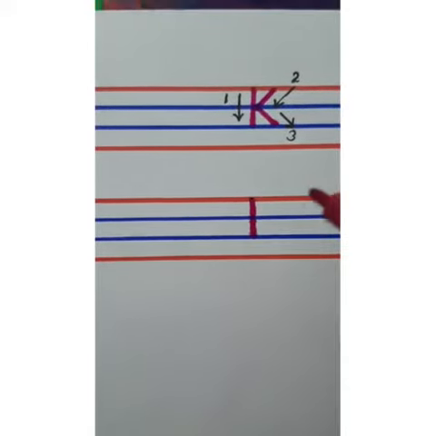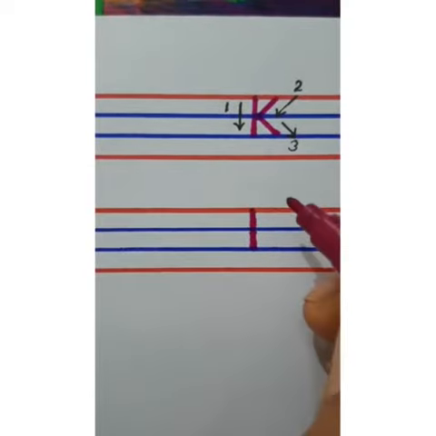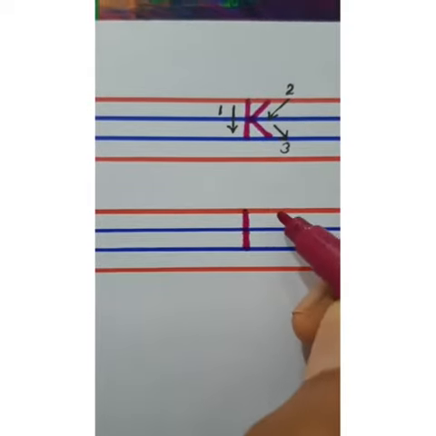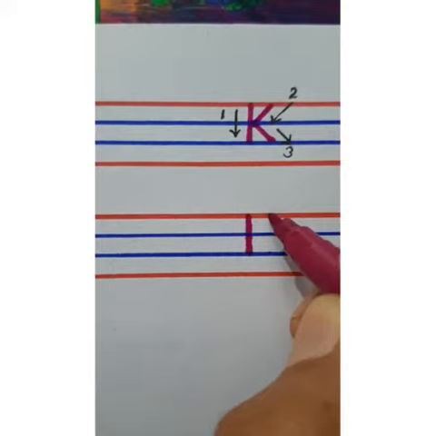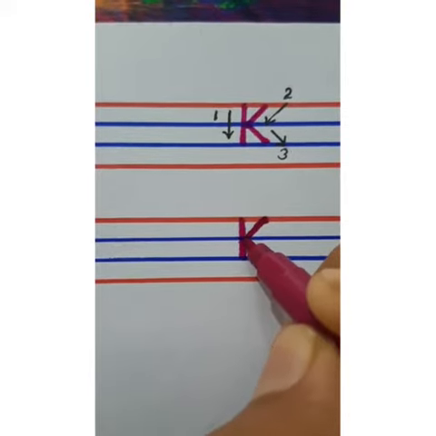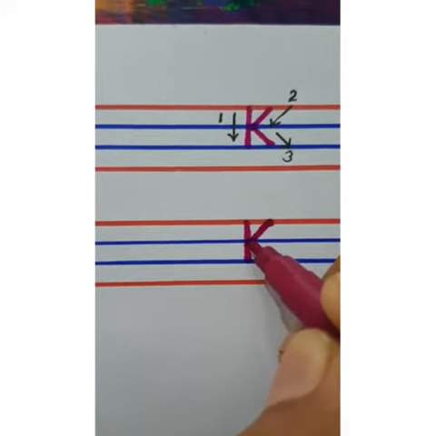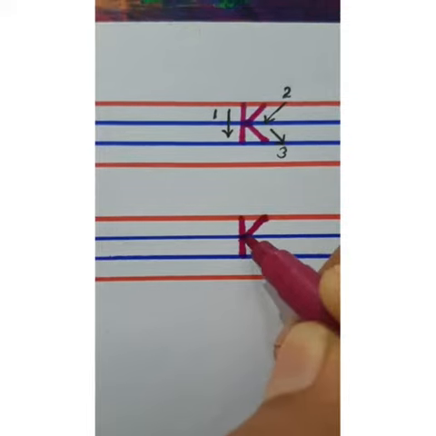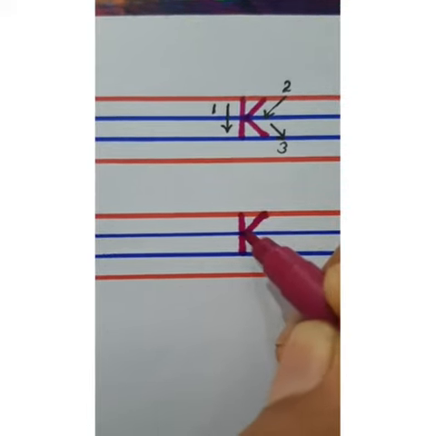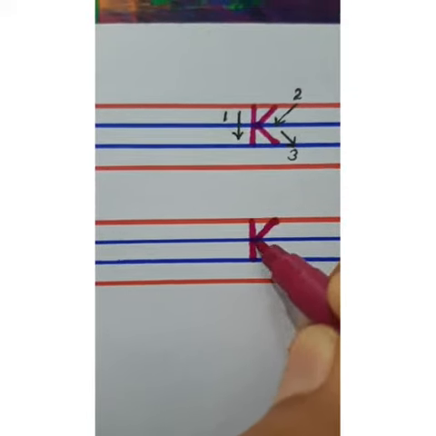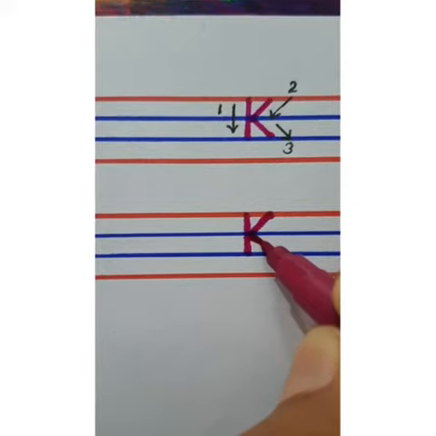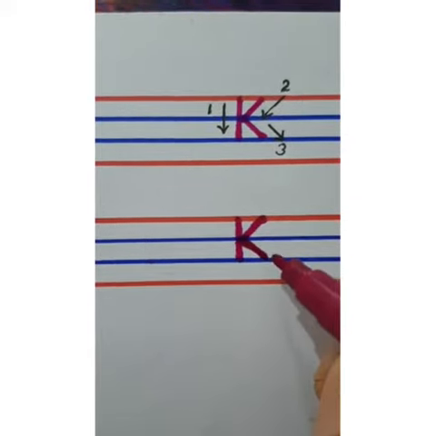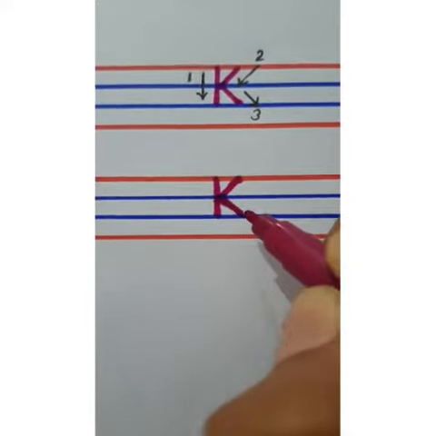We will put our pencil on the first red line and move the pencil down and touch the second line, which is blue in color. In third step, we are going to make another slanting line. Starting from second line and move the pencil down and touch the third line, which is blue in color.